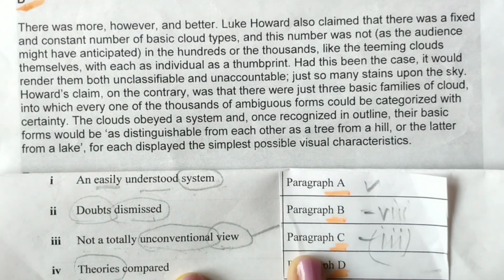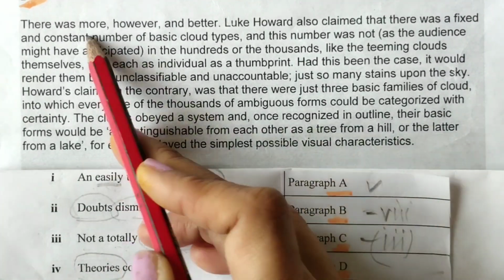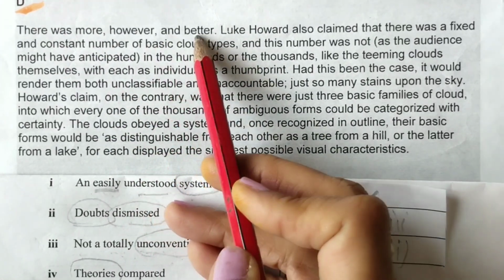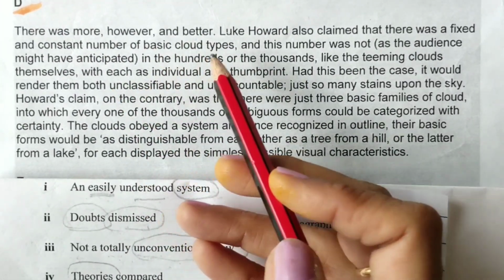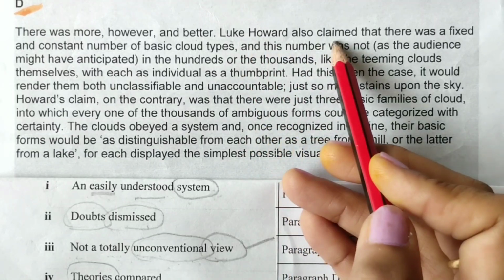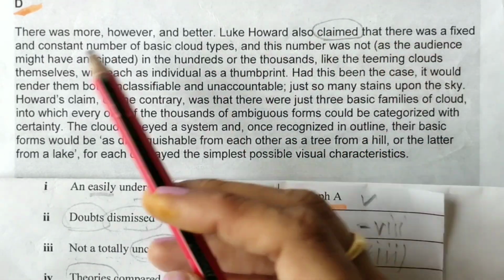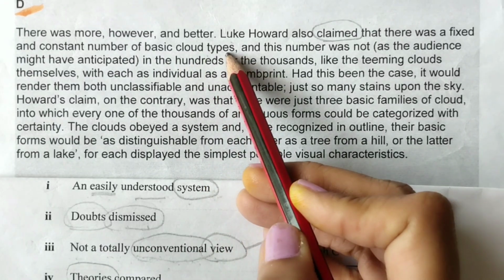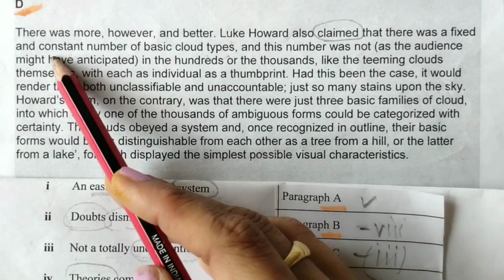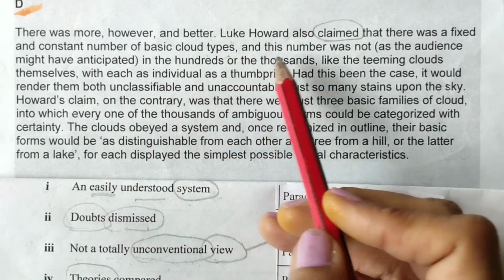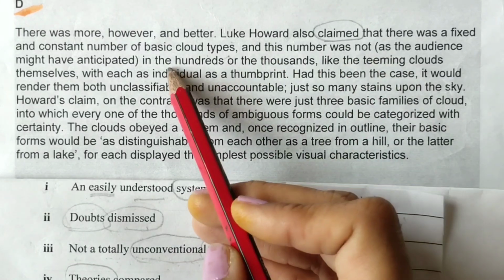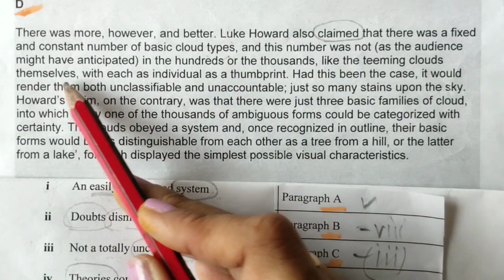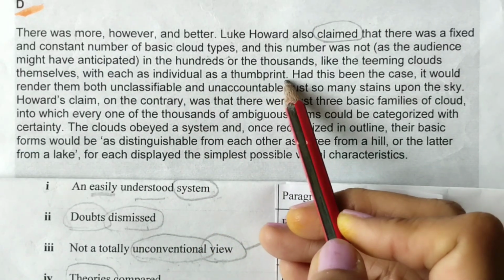Now this is my D paragraph. There were, however, more and better. Luke Howard also claimed that there was a fixed and constant number of basic cloud types, and this number was not in the hundreds or thousands, like the teeming clouds themselves, each as individual as a thumbprint.